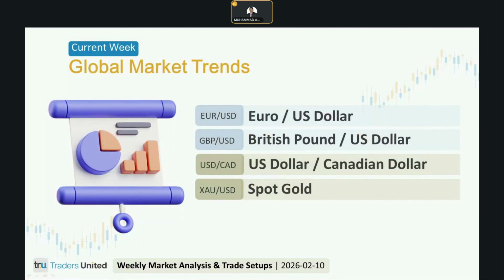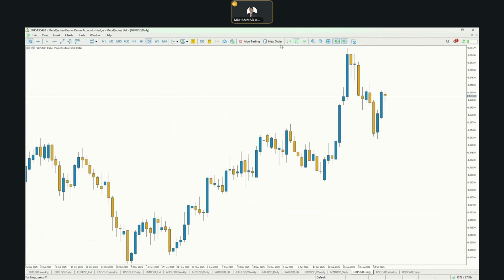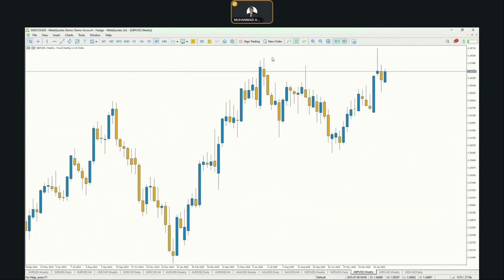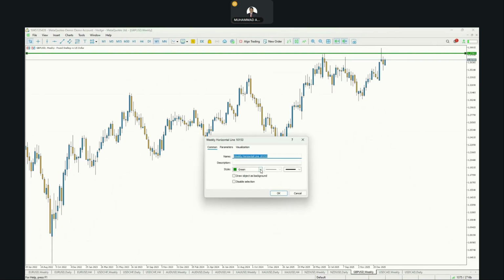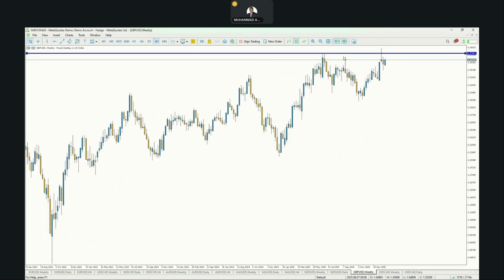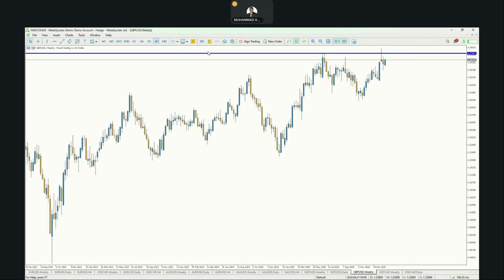Next one is the GBPUSD currency pair. If you take a look at a weekly time frame, we got this spike right over here, and this whole thing could possibly turn into a double top classic chart pattern. So it's quite possible that GBPUSD currency pair is probably going to drop over here from this area.